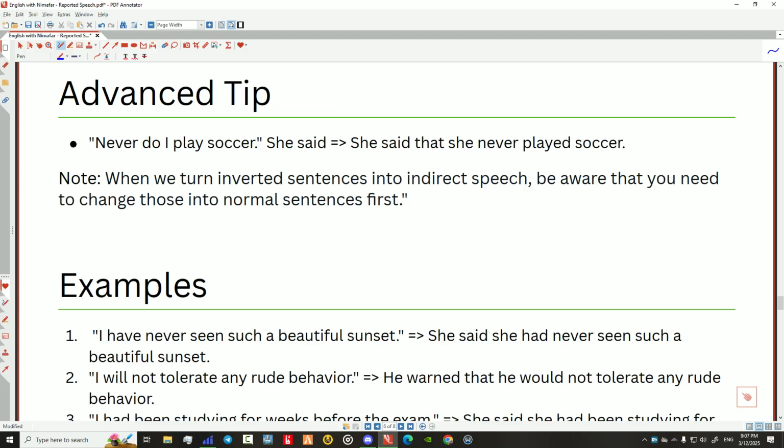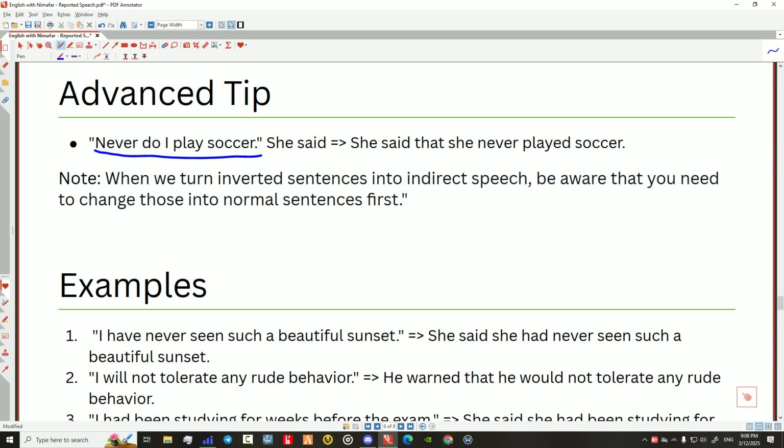For example, she said that she never plays soccer. When we turn inverted sentences into reported speech, we call this inverted because we use inversion. Be aware that you need to change those into normal sentences first. Never do I play soccer. First, you change it to a normal sentence: I never play soccer. Then just apply all the rules we have just learned. She said that she never played soccer.